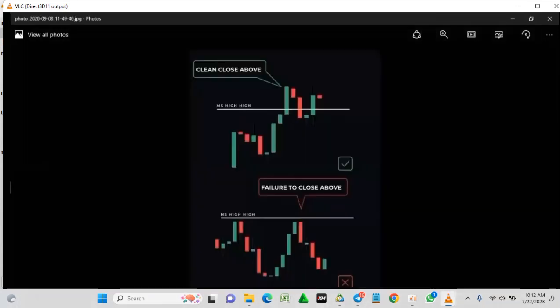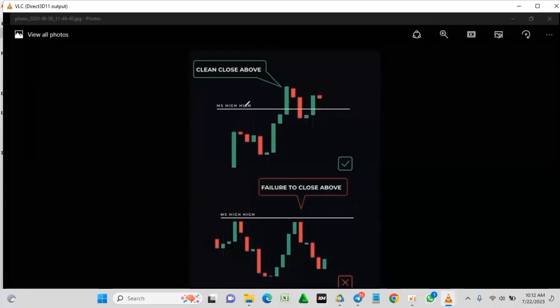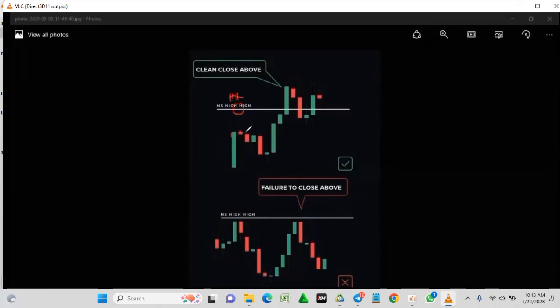And so what is BMS? Look at this chart here. Higher high, 1, 2, 3, higher low, 1, 2, 3, and this is what we call a BMS, a breaking market structure, and that is when the body of a candle crosses above this high. That's a BMS. Let's look down here.